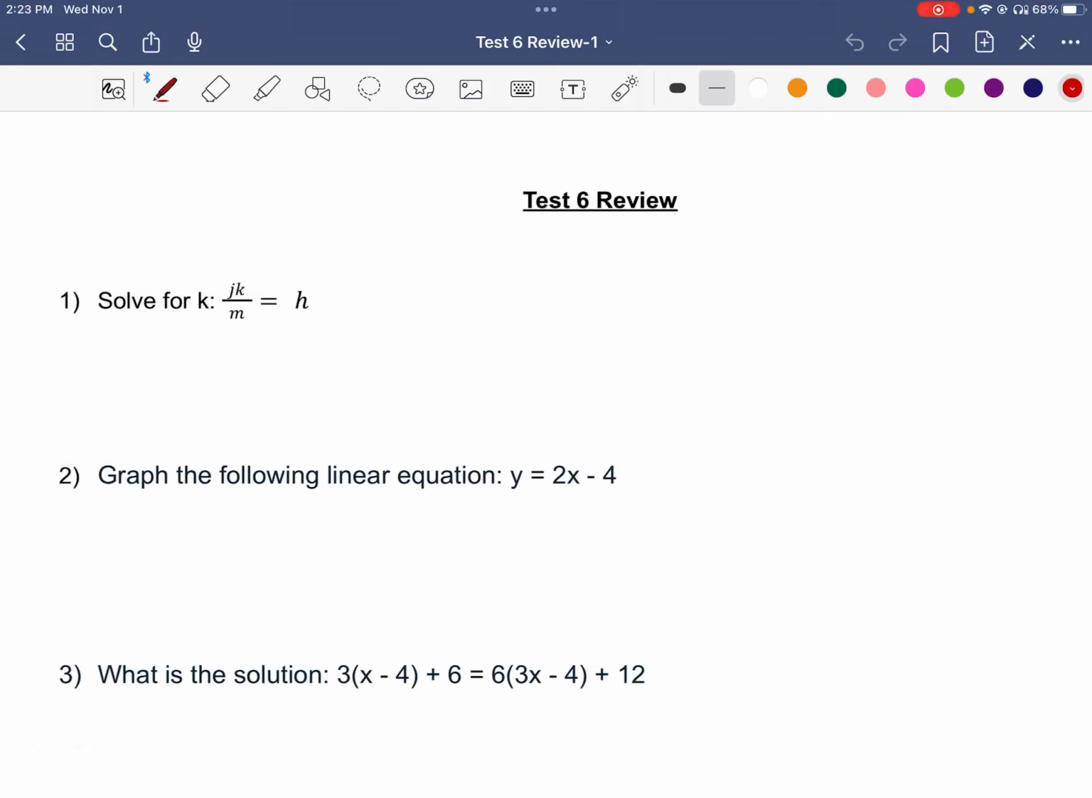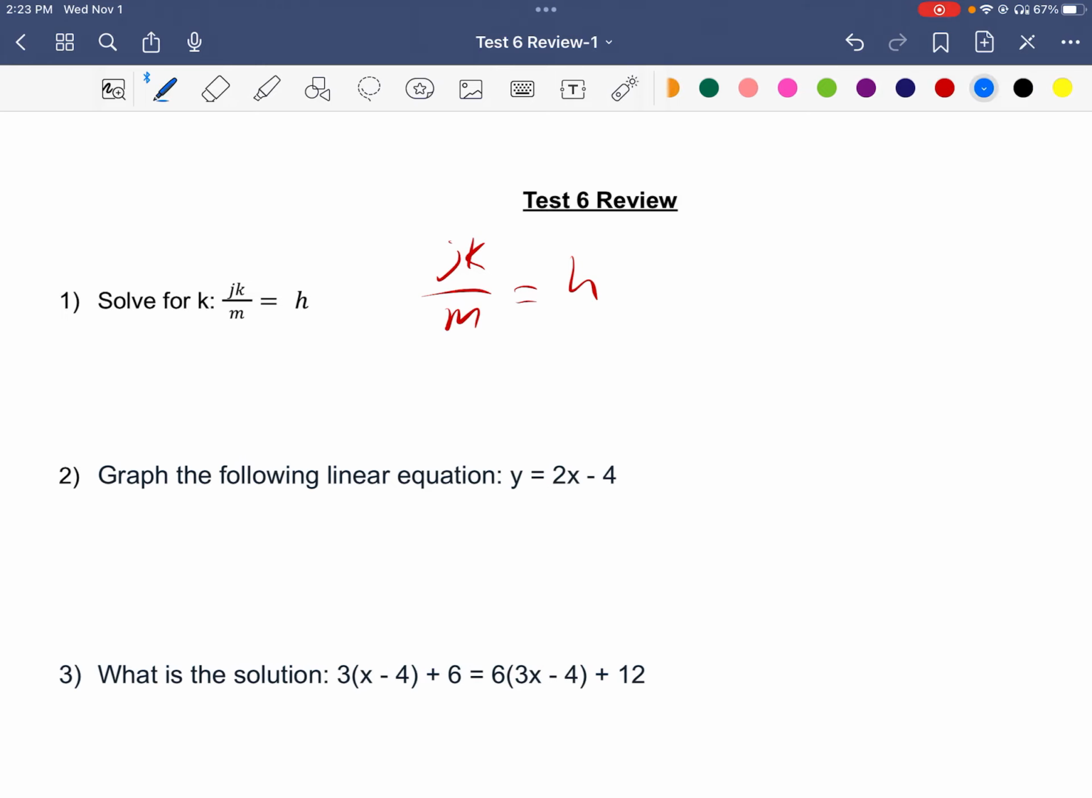Test 6 review here for you. Number 1, solve for k. So you've got this literal equation, which means we have multiple variables, and we want to solve for k. We want to get k by itself.